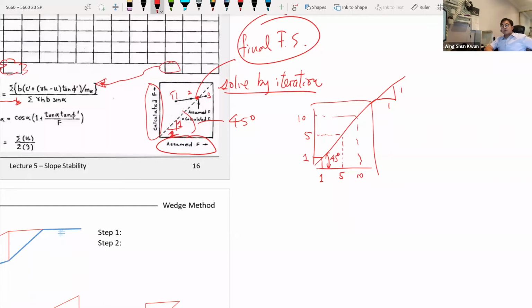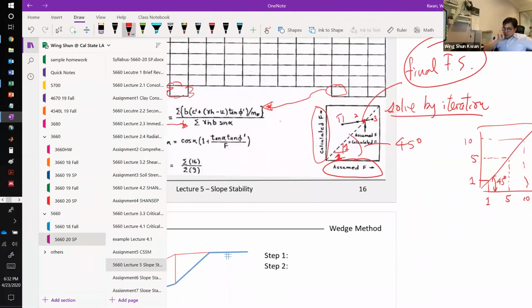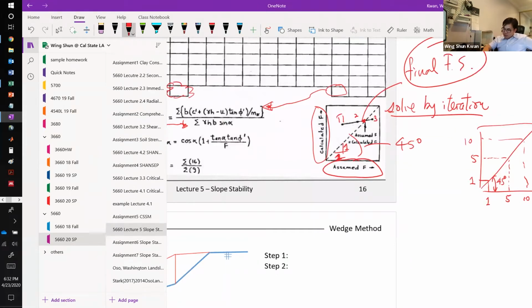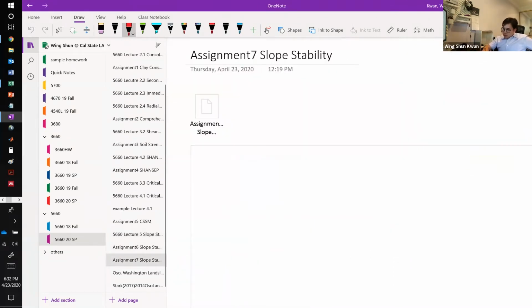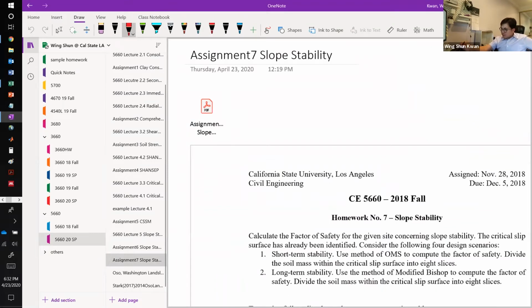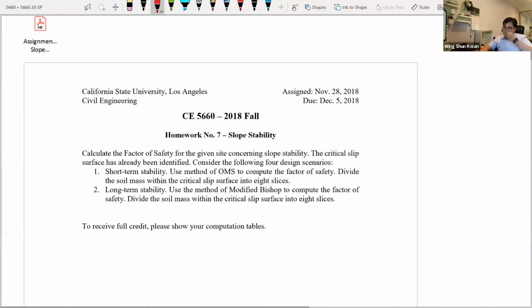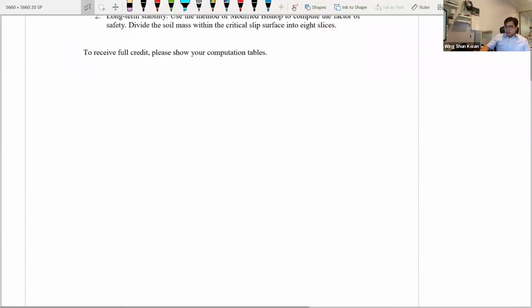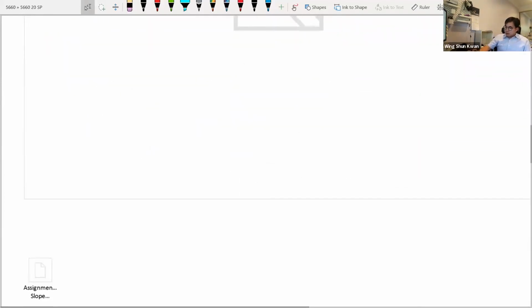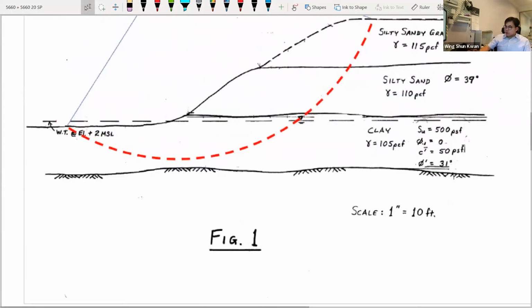Any more questions? So your next homework pretty much is you need to solve for the slope also based on this method. And I have uploaded homework examples on Canvas. So this is the homework assignment I gave the last time I taught this class. So I also give you the solutions for this homework.